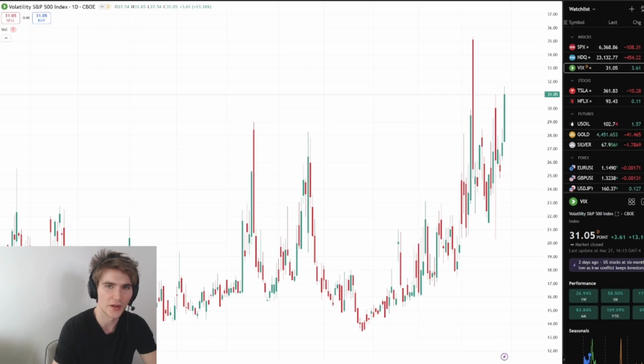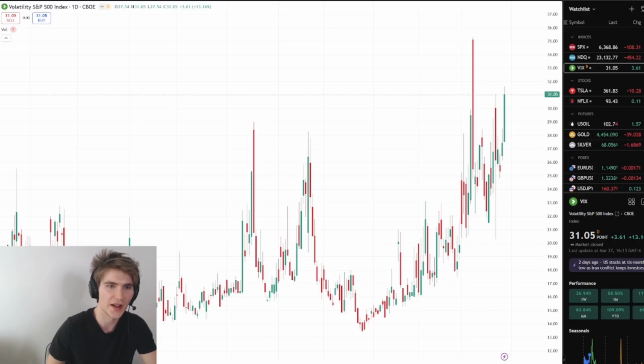The CBOE Volatility Index measures the market's expectation for volatility over the next 30 days based on the S&P 500 options. It's not direction, it doesn't tell you up or down, but it tells you how large the market expects the moves to be. Higher VIX means higher volatility expected, and lower VIX means lower volatility expected.